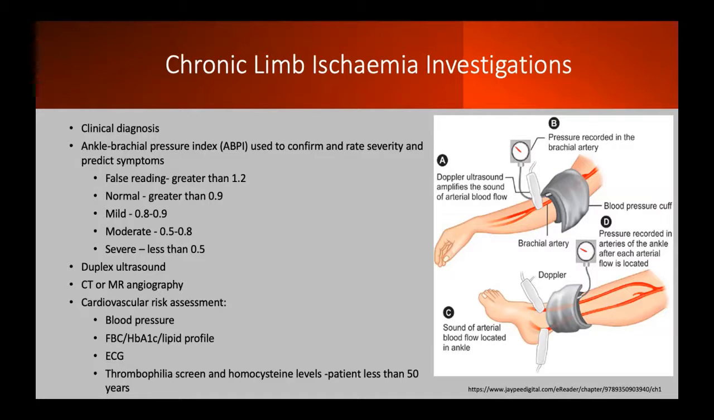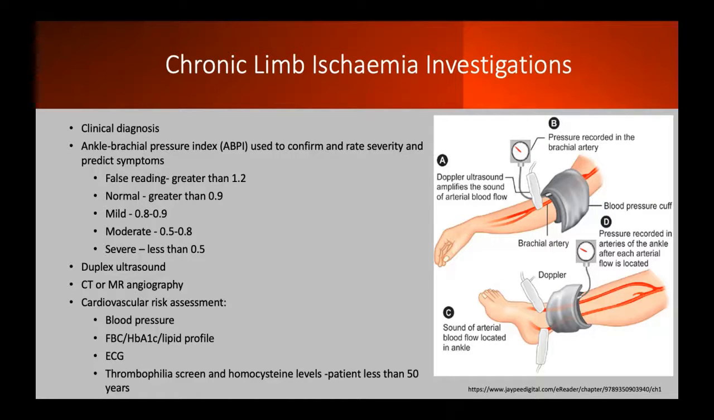After ABPI, you do duplex ultrasound, and that's the first-line investigation to assess the anatomical location of the occlusion and assess the severity. Then CT angiography or MR angiography can be used further down the line if you're planning surgery, to consider the suitability for and plan the surgery, because they're more accurate. You can also assess and investigate the cause of the PVD.